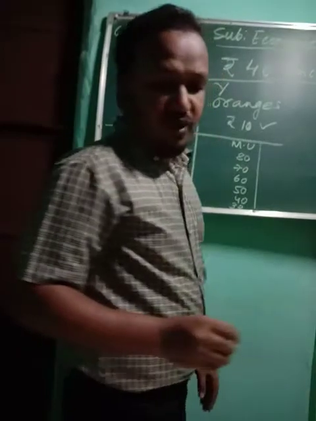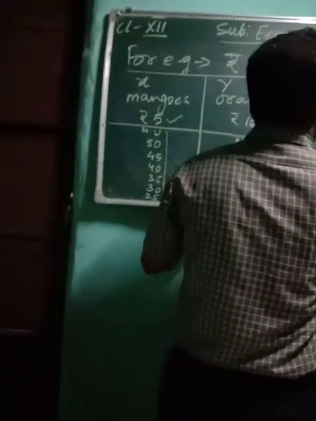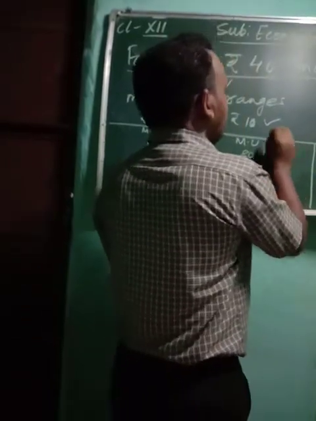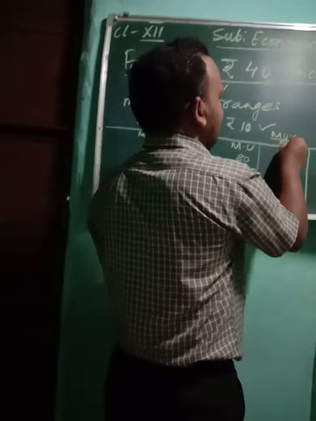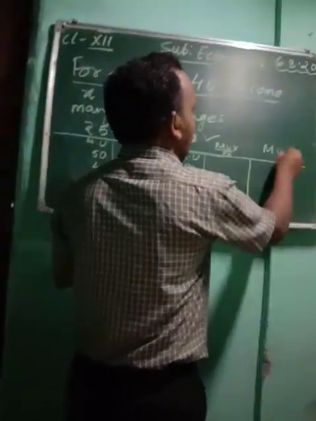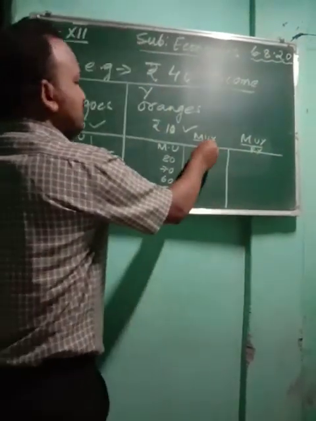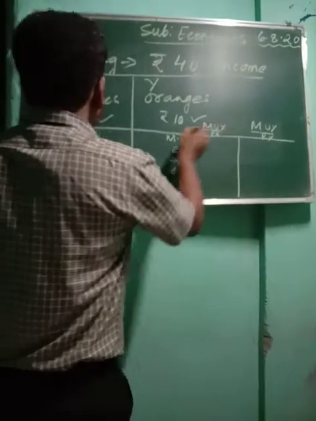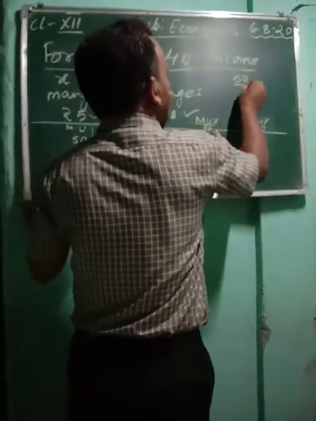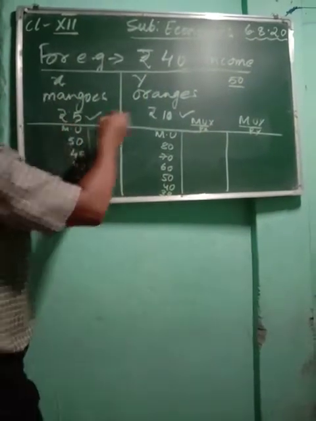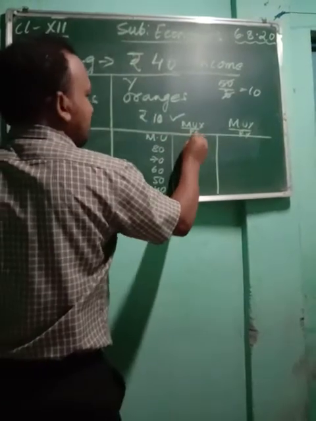Now we have to calculate the utils. To calculate the util, we divide the marginal utility of X by the price of X, and the marginal utility of Y by the price of Y. The marginal utility of X is 50, and the price of mango is 5. If we cancel it, it comes to 10. So the util will be 10.